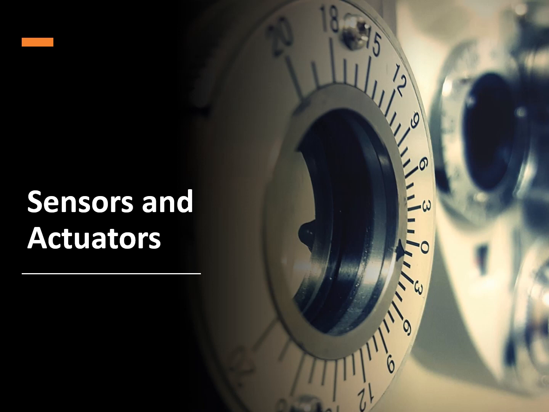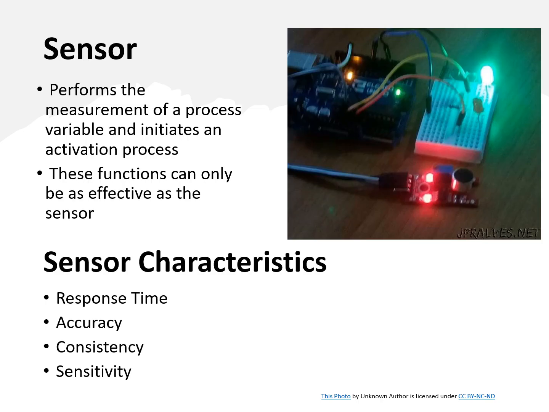This module ends with an introduction to sensors and actuators. These are integral components of ICS. In a process control loop, the device that performs the measurement of a process variable and initiates an activation process is the sensor. The measurement can only be as effective as the sensor itself. The sensor effectiveness is based on the following characteristics.